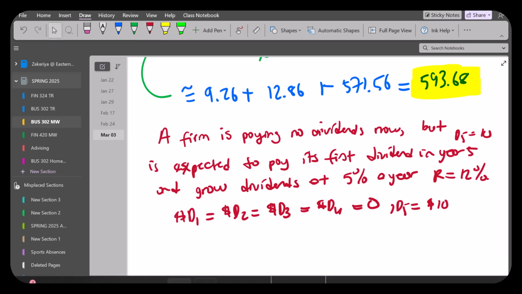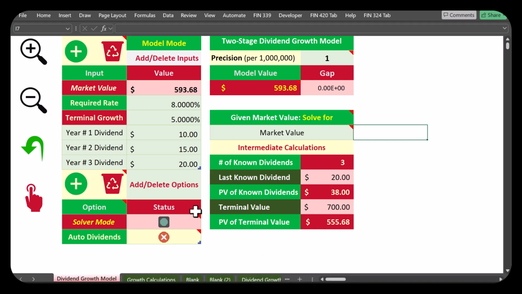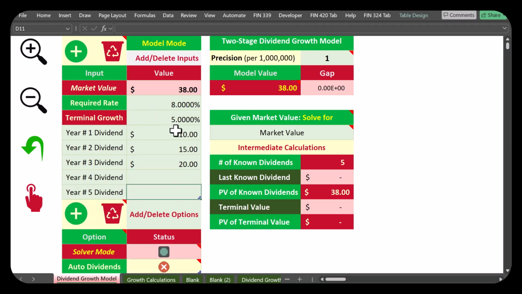So in this case, I'm going to go to template. Well, I have 5 years of non-dividend, so I need to add 2 more years, right? Add 0, 0, 0, 0, and 10. My terminal growth rate is 5%. My discount rate is 12%. Done. Okay. The value of the company is $90.79.